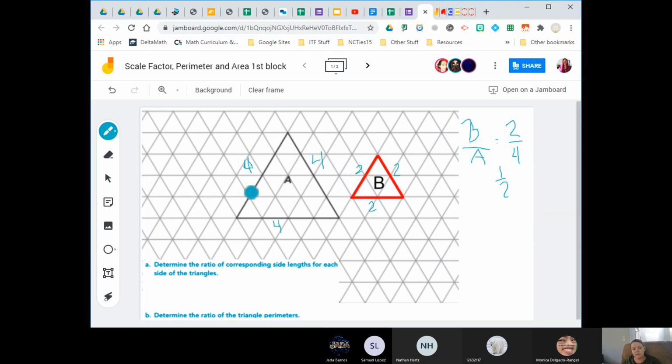So how would scale factor affect the perimeter? That's what we're going to look at. So how would I find the perimeter of triangle A? What would the perimeter be? You can write your answer here. You can put it in the chat. What would the perimeter of triangle A be?